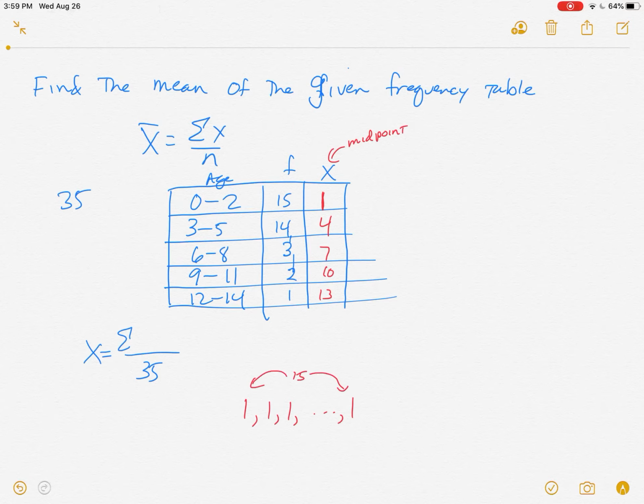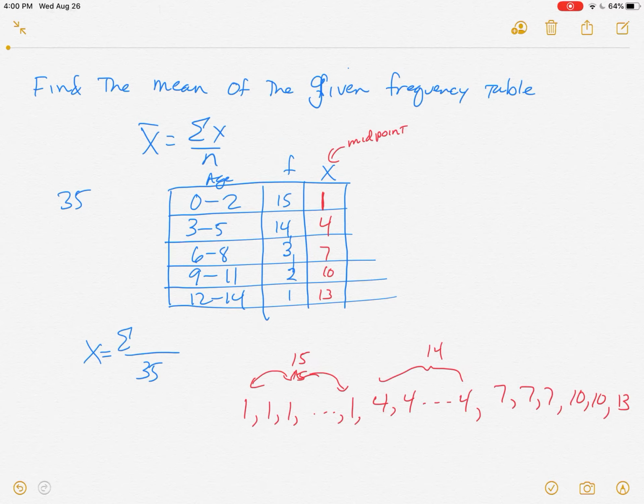Right? Let me put a 15 up here. And then my next ones are all going to be 4s. How many are my next ones? Well, there's 14 of these guys. Then the next 3 numbers are 7, followed by a couple 10s, and lastly a 13. That's the data set I'm assuming that I have.